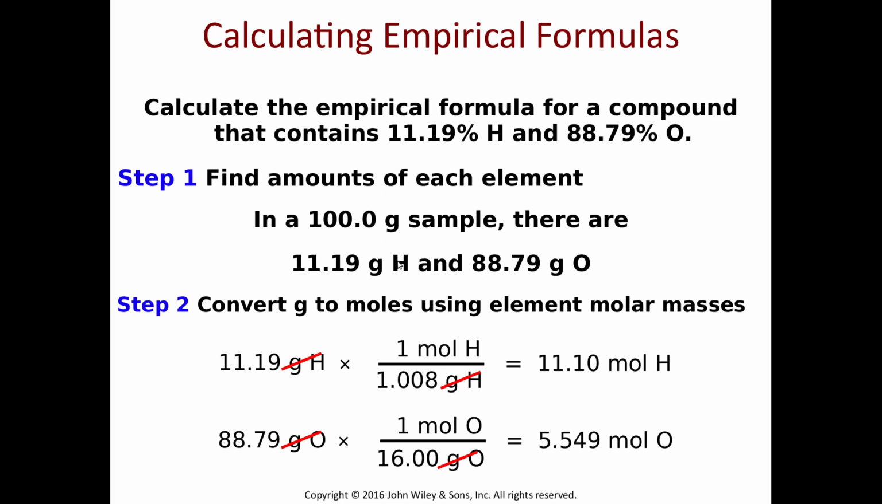So once we have these amounts in grams, we're going to convert each one of them into moles using their molar mass. So for hydrogen, we can read from the periodic table that we have 1.008 grams of hydrogen for every 1 mole. So we construct this conversion factor and we convert our grams into moles here. We do the same for oxygen. So we have 88.79 grams of oxygen, and we know that there are 16 grams of oxygen for every 1 mole. So this gives us these two numbers here. So we have about 11 moles of hydrogen and 5.5 moles of oxygen, roughly. So you can see when we take the ratio of these things, there's going to be about twice as much hydrogen.